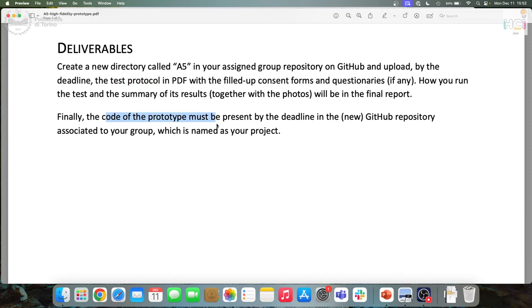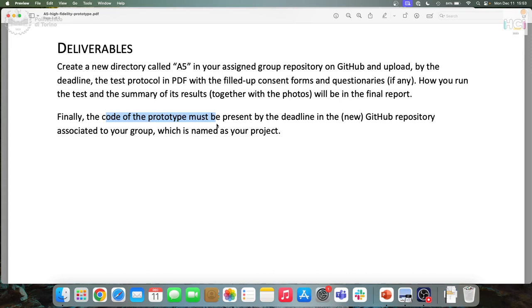We will create for each group a new GitHub repository just for the code. And this GitHub repository will be called like your project, not like your group name, but like your project. So your group name will be called A, and in the repository A, you already have the folders A1, A2, A3, A4, and you will have A5, and you will have the final report there. And in this other repository that's called B, you will just have the code.